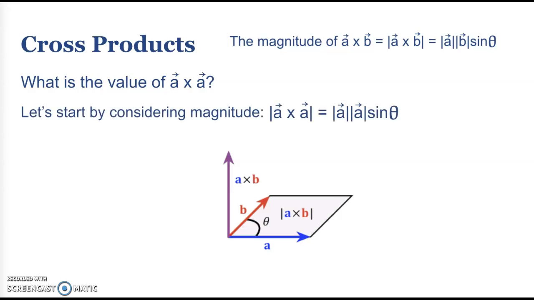Well, remember that the magnitude of the cross product is the magnitude of the first vector times the magnitude of the second vector times the sine of the angle between them. But if the vectors are the same, then the angle between them is 0 degrees. The sine of 0 is 0, sorry. And so the magnitude of A cross A is 0. And that means you have a vector with no magnitude. In other words, a 0 vector.